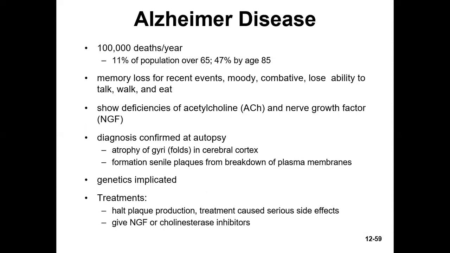It is responsible for about 100,000 deaths per year. 11% of the population over 65 will manifest this. 47% of people by the age of 85 are known to have this now. There's a lot of speculation why this is such a big thing. Memory loss. So short-term memory is gone. Moody, sometimes combative. They lose their ability to talk, walk, and eat. When they lose their ability to eat, there's not much left that can be done.